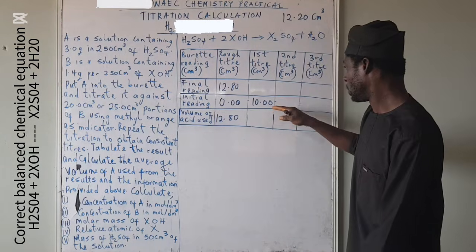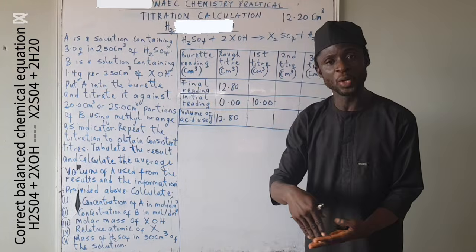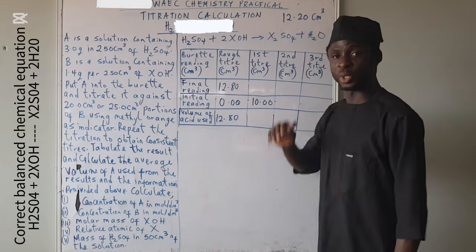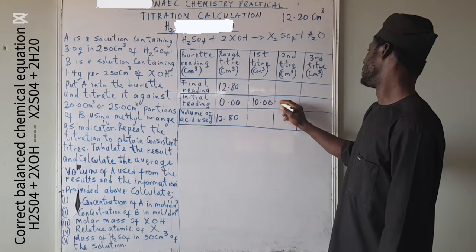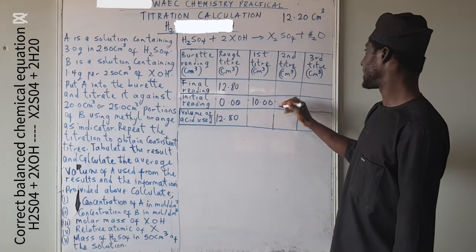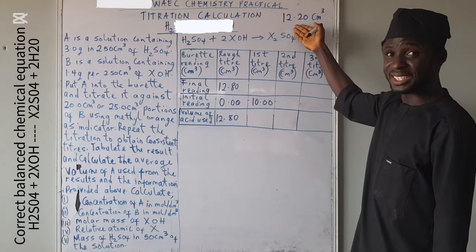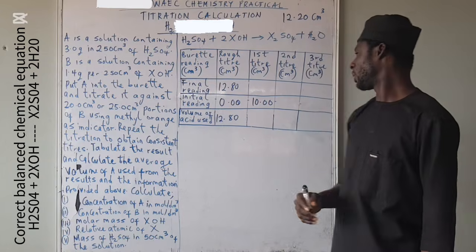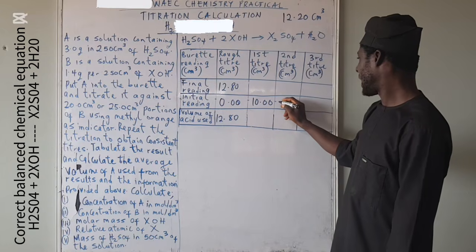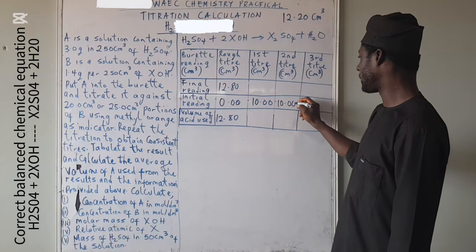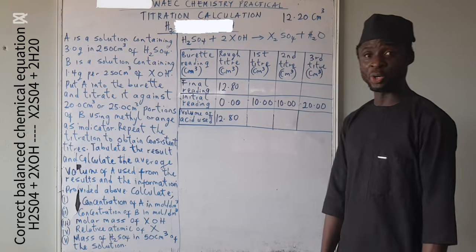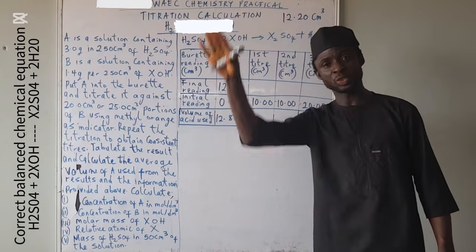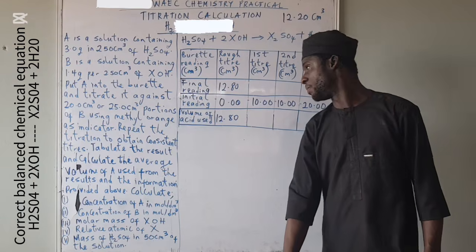So you may fill up your acid to make sure that you are starting from 10.0. And in this case also, I can still increase it. So I can still leave this one, I can say I still start from 10.00, and here I start from 20.00. That is your initial reading before you start to run your acid into your base.